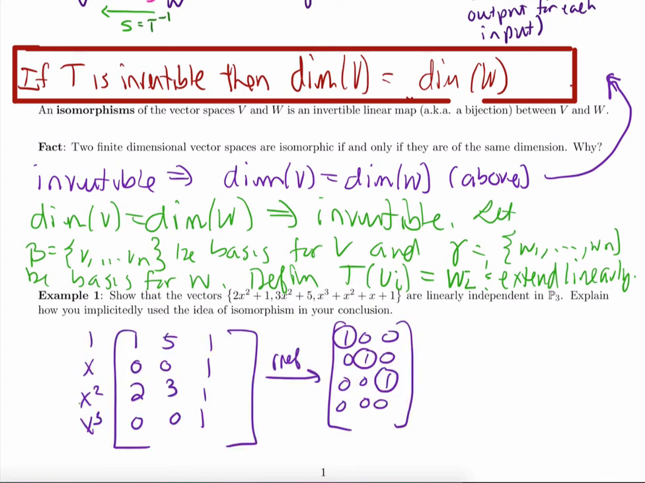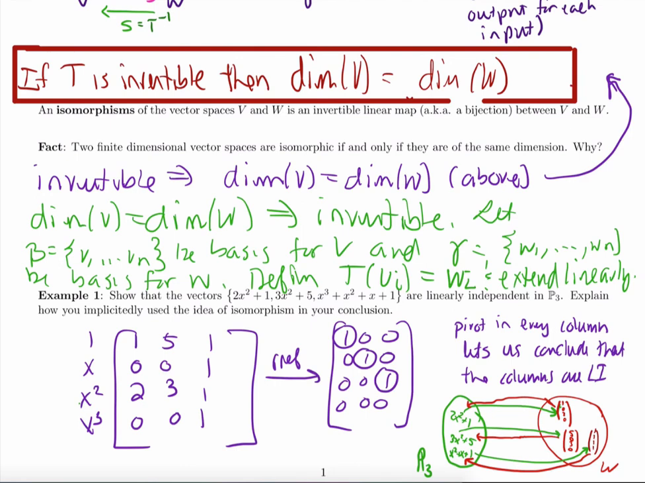So here I set up the matrix like we typically do. Instead of 2x squared plus 1, I wrote 1, 0, 2, 0 because it's 1, 0 x's, 2 x squareds, and 0 x cubed, and so on. I did the same thing for 3x squared plus 5, and x cubed plus x squared plus x plus 1, and I row reduced, and I got a pivot in every column, so that meant that the original columns were linearly independent. And then I said that just means that those three polynomials are linearly independent. And the reason that I did that was I was using the isomorphism, right?